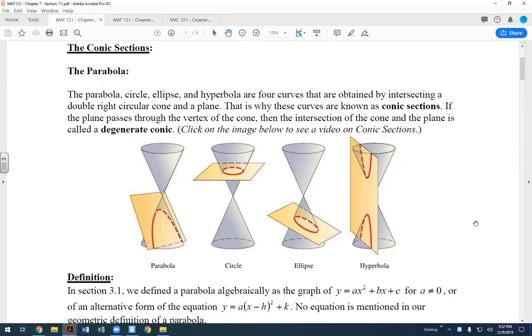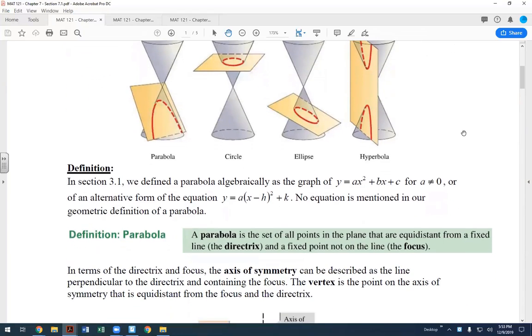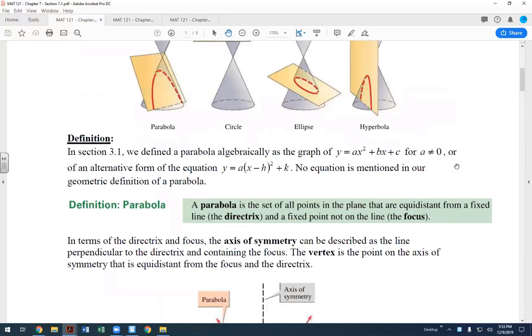The properties between a hyperbola and a parabola are very, very different. So even though in general shape they might look very similar, in properties they are not. So they end up being a little bit different. So the first section, we're actually starting out with a parabola.